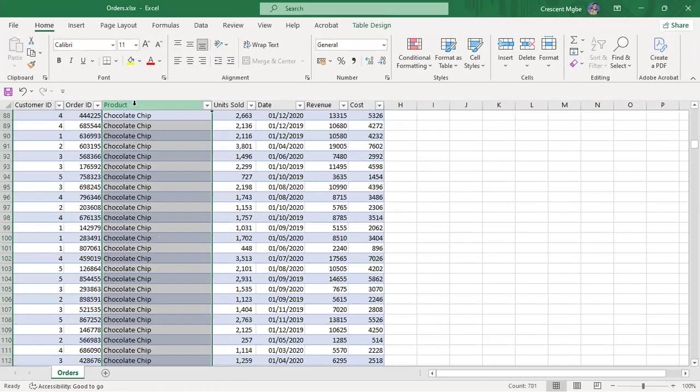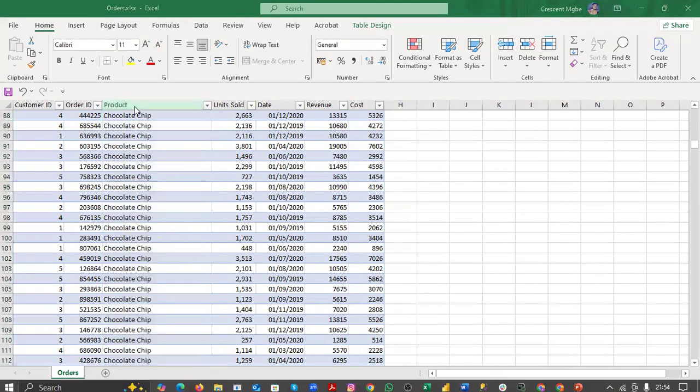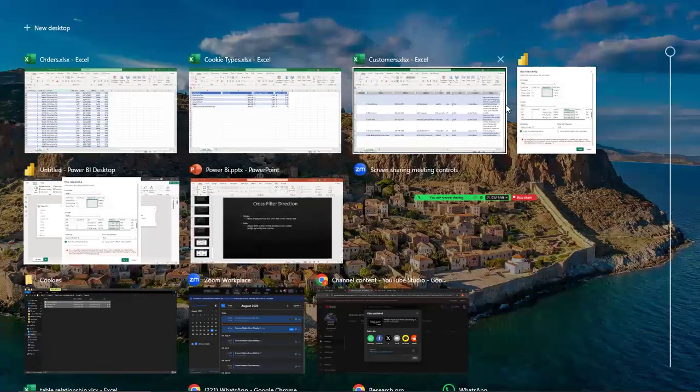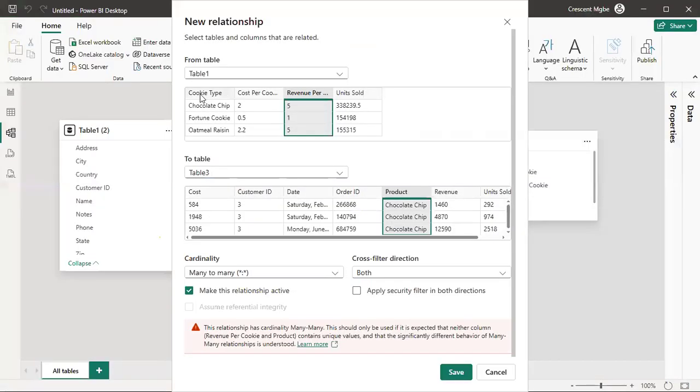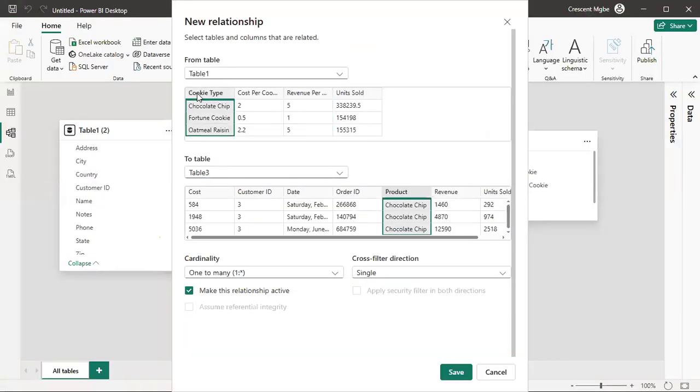So we know we want to connect the product table, product column, towards the cookie type column. So we'll come back to the connection. This is the cookie type, this is the column. In this table 3, what you want is the product name. So now we have gotten this one right.